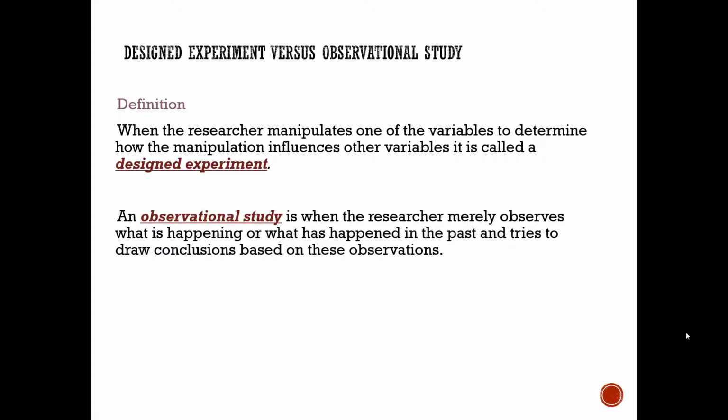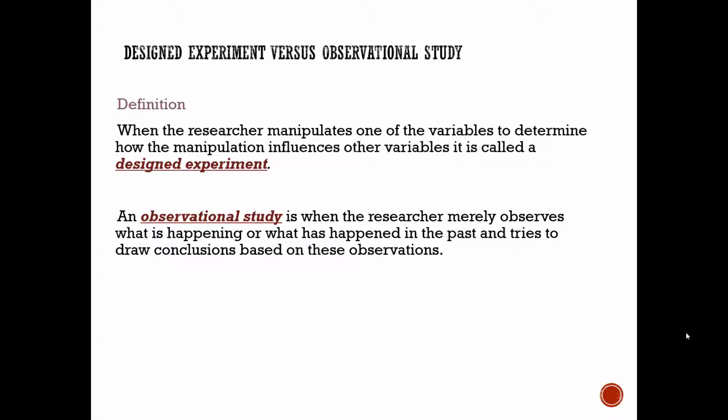Now, the next type is an observational study. A researcher in an observational study is not allowed to do manipulation. He merely observes what's happening, or what has happened in the past, and tries to draw conclusions based on those observations. If you look at these two studies and want to know which one is the strongest as far as research goes, the designed experiment is by far the stronger. However, observational studies are very necessary. There are certain things that we cannot manipulate.